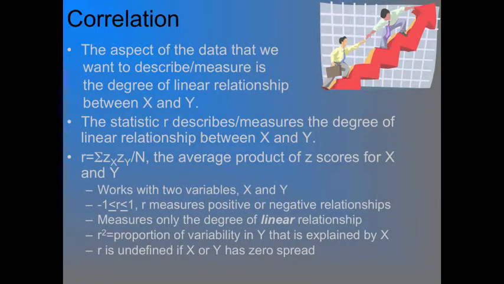Correlation is the aspect of the data that we want to describe or measure, and it's the degree of linear relationship between x and y. The statistic R describes the degree of linear relationship between x and y, as I already mentioned. And here's the formula. R equals the summation of the z-scores for x times the z-scores for y, divided by n. In other words, R is simply the average product of z-scores for x and y.